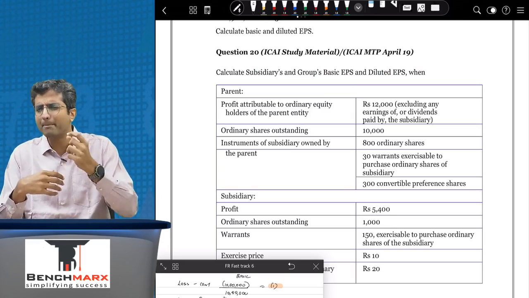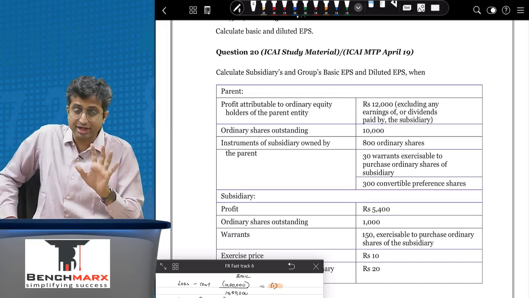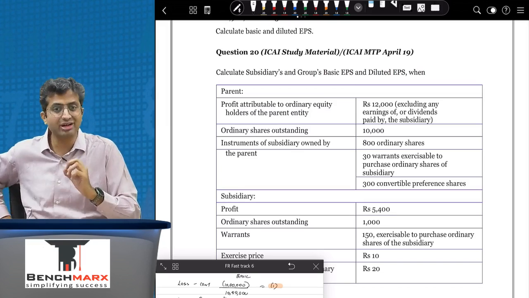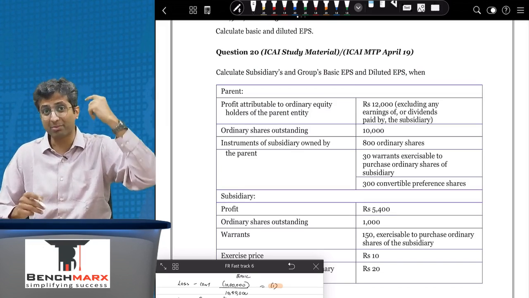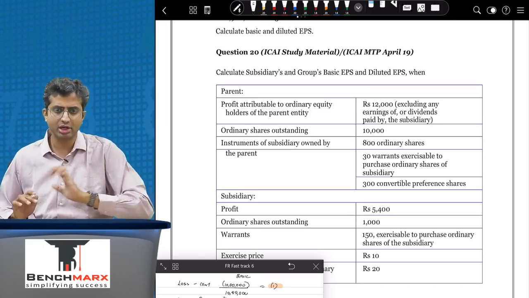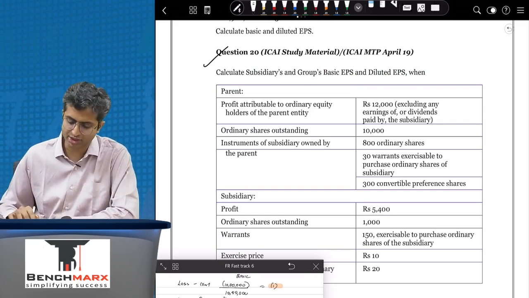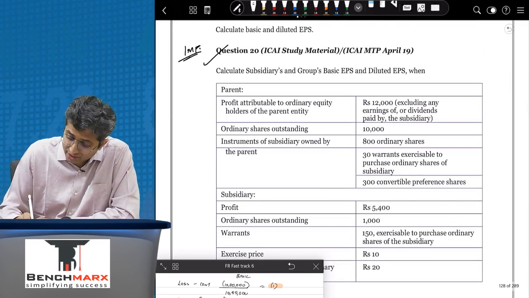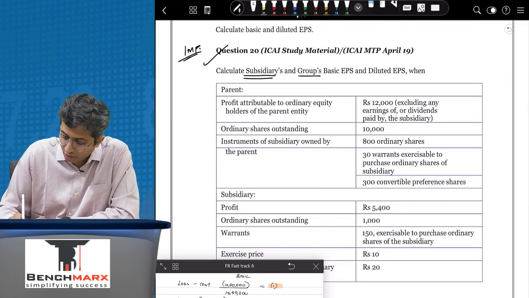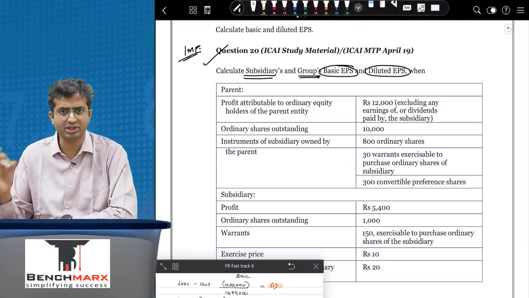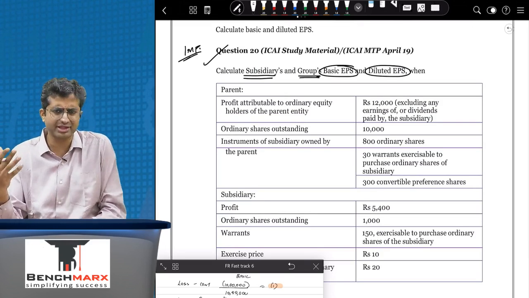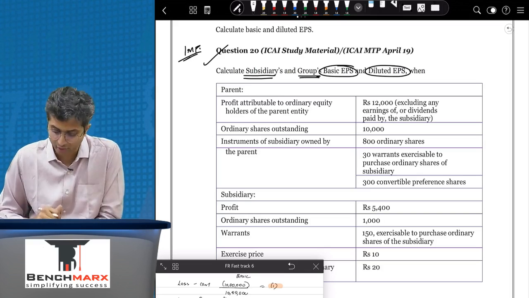Now group EPS on a basic level is relatively manageable, but group EPS on a diluted basis is a little complicated. So we'll read question 20 and using the numbers and applying the concepts, we will try to solve. So let us go to the second last question, question number 20, which is also an important question. Calculate the subsidiary's and the group's basic and diluted EPS. So this is to be calculated for the subsidiary as well as for the group as a whole. Only parent's EPS is not asked. If you want, you can even calculate that.